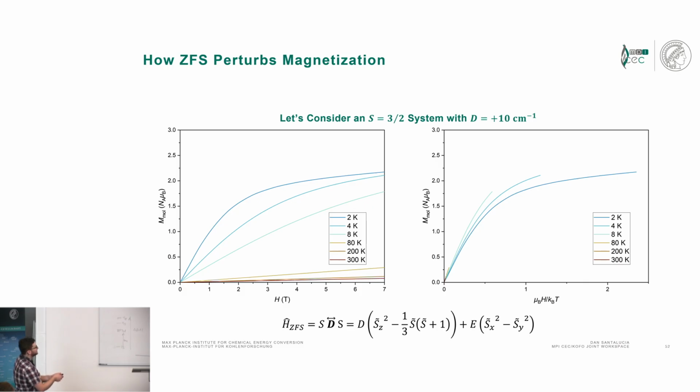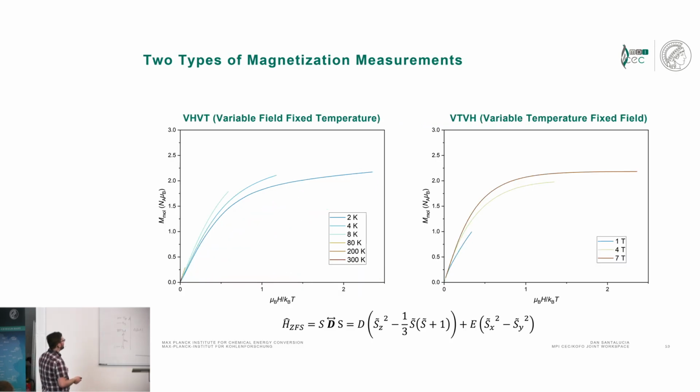They behave differently only at these low temperature, high field limits. Over here, look, these are not changing. You can't tell the difference at these high temperatures. So you have to go to as low a temperature as possible to see the difference for this S equals 3/2 system. Now, there are 2 different types of magnetization measurements you'll be able to do.